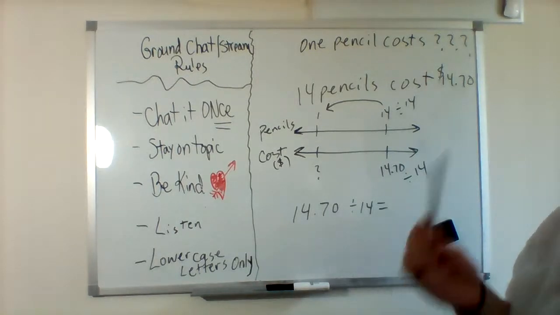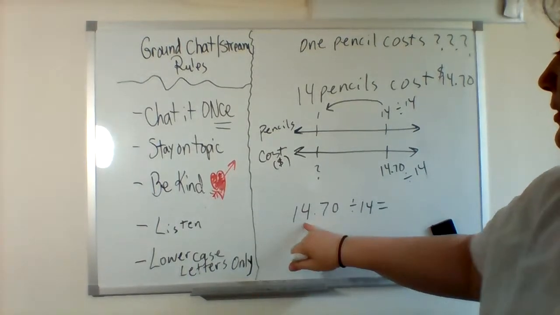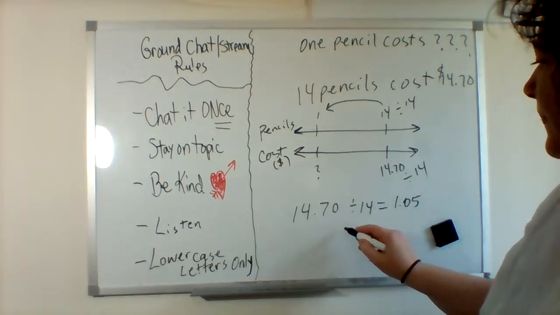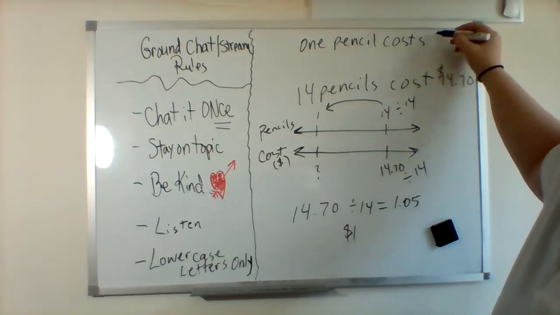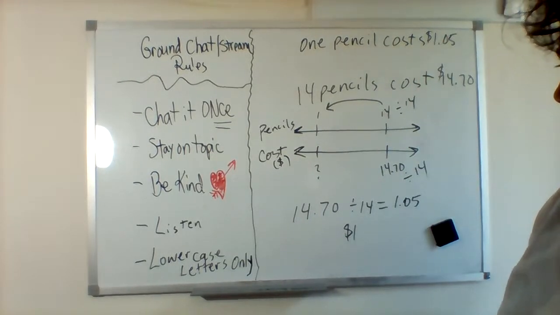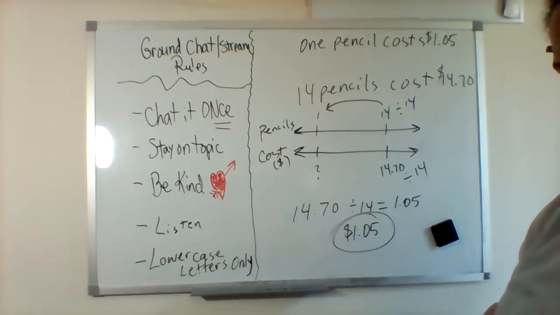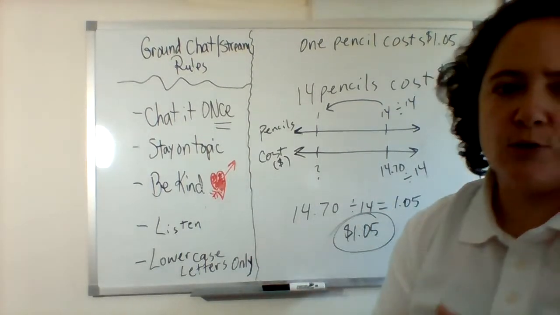All right, no one is telling me, so I'm just going to tell you guys. If you take 1470 and you divide by 14, you get $1.05. So that is, what is the cost per pencil? It costs $1.05. Okay, don't forget your dollar sign because it's money. All right, okay, perfect. Hey, great, Dennis.